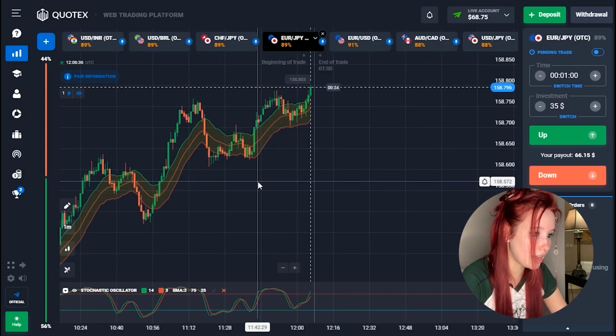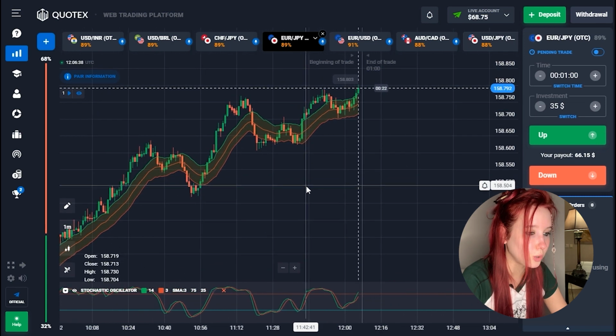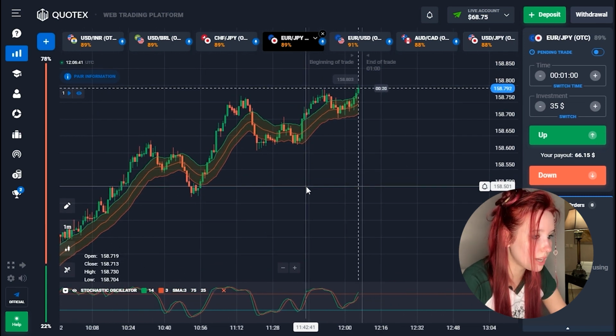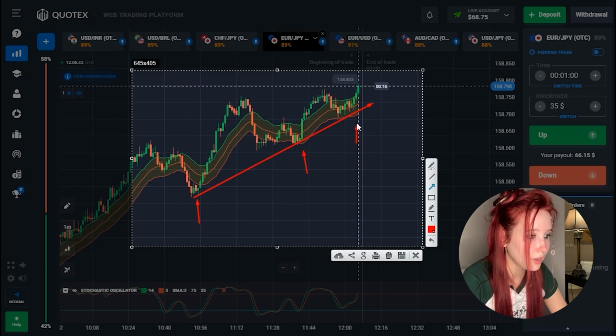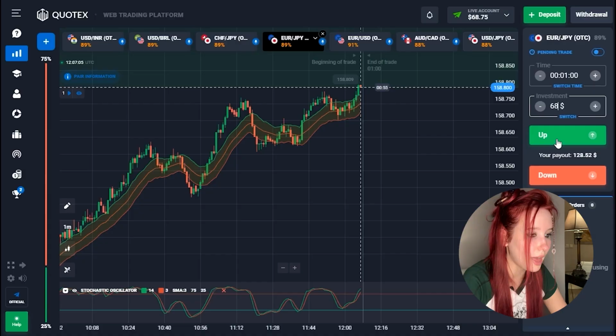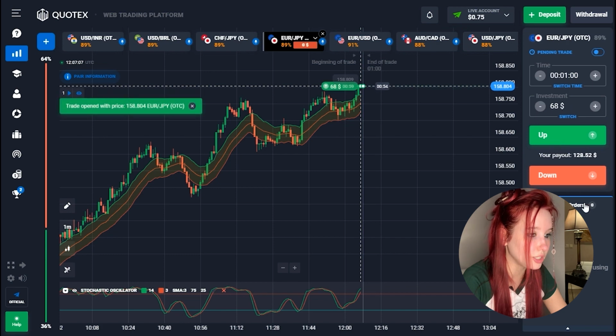I see an uptrend for this currency pair, so let's try to draw the trend line. This is our trend line and we see how the price bounced from it 3 times. For the first time, for the second and for the third. I opened a deal for 1 minute at $68.